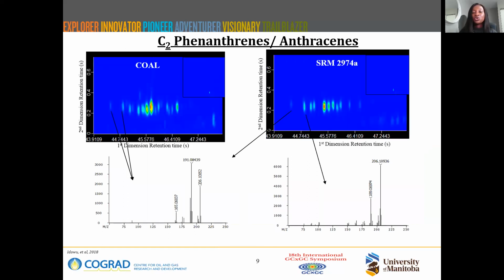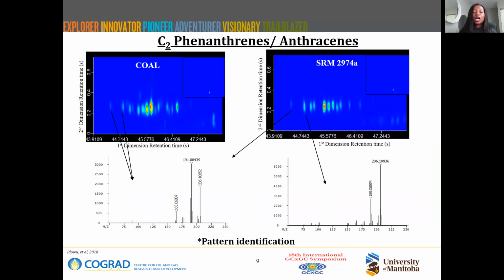On this slide, I'm showing you the C2-phenanthrenes and anthracenes profile for the core sample and also for standard reference material 2974A, which is a muscle tissue. We can see the separation that was obtained for the C2-phenanthrenes and anthracenes present in both samples. A take-home from this slide is the pattern identification that our high resolution time of flight was able to provide.